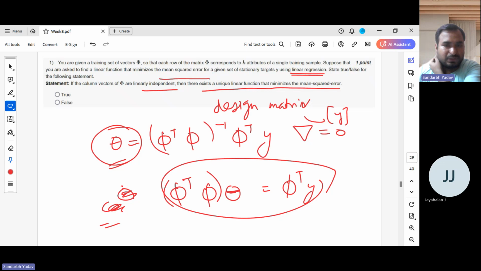But here, while you need to obtain this theta, you need to ensure that this is invertible. And this can be invertible if the column vectors of phi are linearly independent. So then this term becomes invertible and it goes to the right hand side as an inverse. So if the column vectors are linearly independent, and this basically means that it's invertible, then there will be a unique solution, and that unique solution will be this one. So this is true. This is more from a machine learning point of view, not really that much into RL. But either way, you need to be aware of this also.